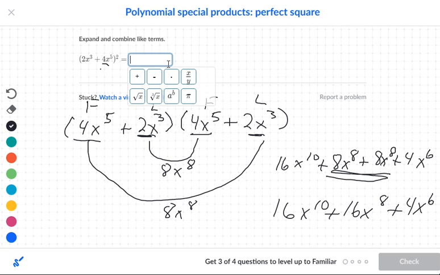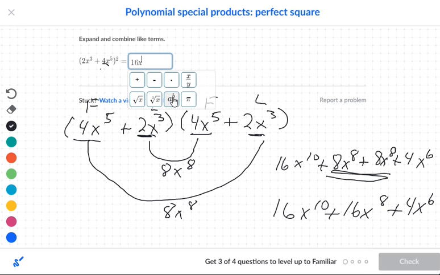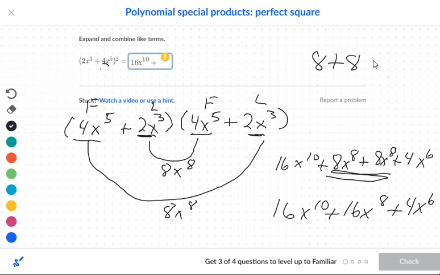So let's type that in. Let's go with 16. So we go 16x, exponent is to the 10th, parentheses, we're going to go plus sign. We're going to go 16 again, because let me tell you why it's 16, because actually I kind of went over that. Right here you have an 8 and an 8, so the x to the 8th, the middle terms there, 8 plus 8 is 16. So that's where I got the 16 from.